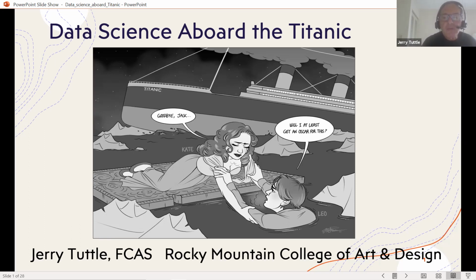This is a graphic from one of my students at an art school. This is Jack and Leo. If you saw the movie, perhaps you can picture the scene. And we're going to talk about a couple of applications in data science using the Titanic passenger list as our data set.